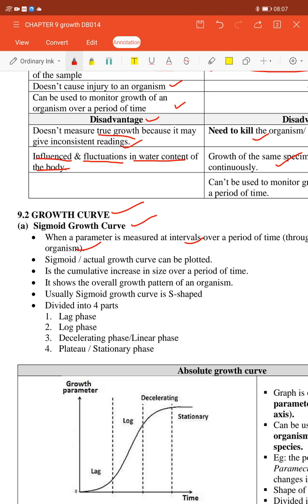Actual or sigmoid growth curve can be plotted. It is the cumulative increase in size over a period of time, as I said before. It shows the overall growth pattern of an organism and is usually a sigmoid growth curve or an S-shaped curve. It is divided into 4 phases, which are the lag phase, log phase, decelerating phase or linear phase, and the last phase is the plateau or stationary phase.